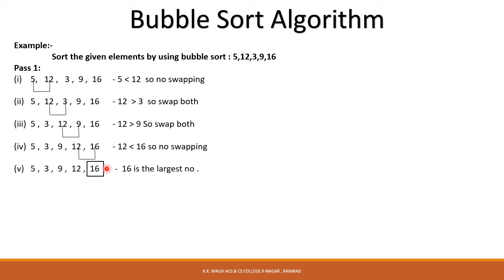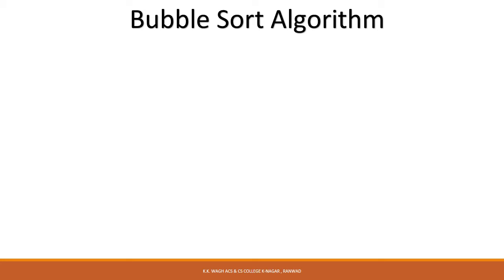After pass 1 we get 16, which is the largest element from the list. We got one last element, which is the largest one. Now go to the next, pass 2. Now we got these elements in pass 1. This is the list. Now we will again follow step 1.